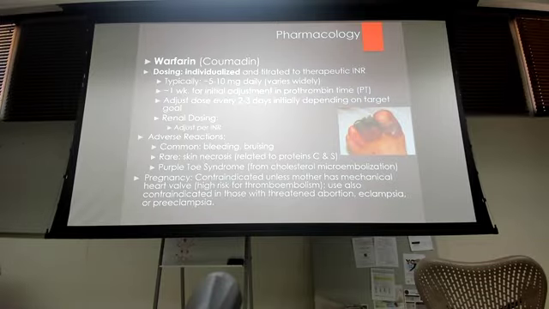Individualized warfarin, you don't need to know how many milligrams or anything like that at this point. You'll get that later in your clinical training. But it can take a week to actually hit your therapeutic doses.